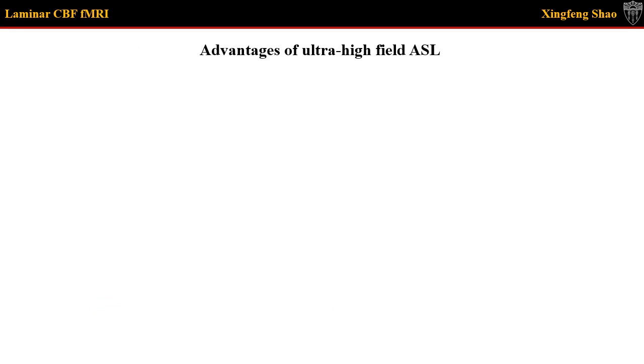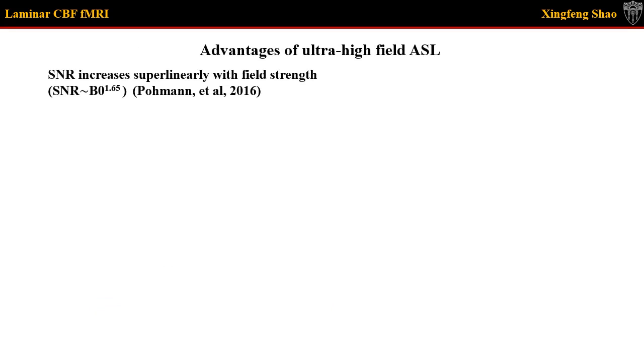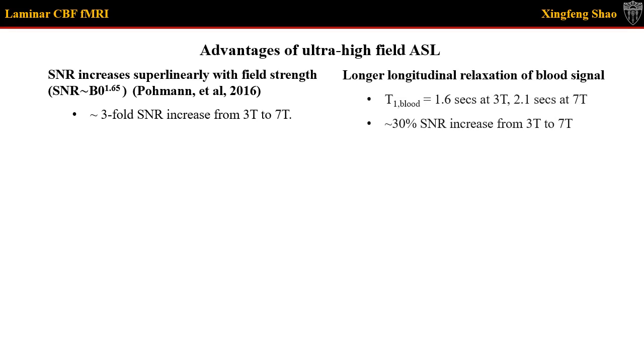There are several benefits to doing ASL at ultra-high field. For example, the first thing is that SNR increases superlinearly with field strength. According to this equation, you can see there should be about a threefold SNR increase from 3 Tesla to 7 Tesla. And also specifically for ASL, the T1 of blood increases from 3T to 7T, and you can see a slower decay of your signal during the post-labeling delay, which means you can get a 30% SNR increase.